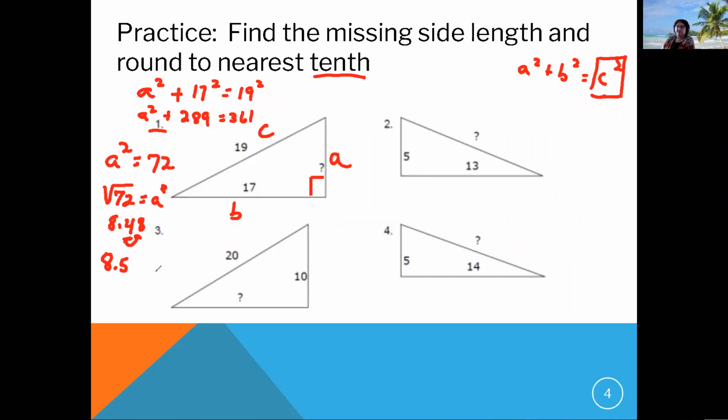Okay, so we squared the numbers, we subtracted the two numbers, and then we took the square root, right? Anybody have questions before I move on? Because I want everybody to know how to do this.